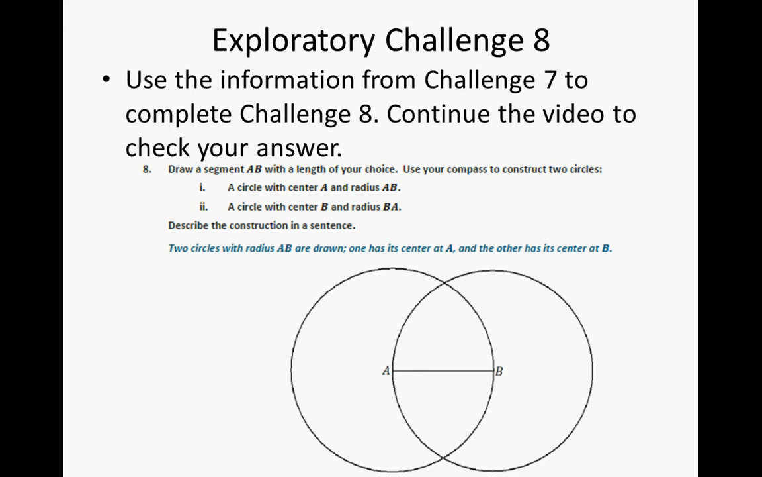Again, you are starting with a line segment. You don't want to make it too long because you have to be able to open up your compass to the length of this line segment. Then once you measure it with your compass, you would put your point on A and draw your circle. And then you would put the point on B and draw the other circle, and that's where you get your overlapping circles.